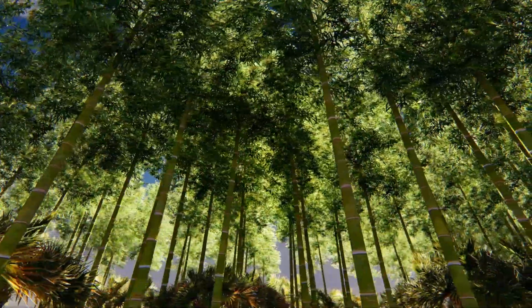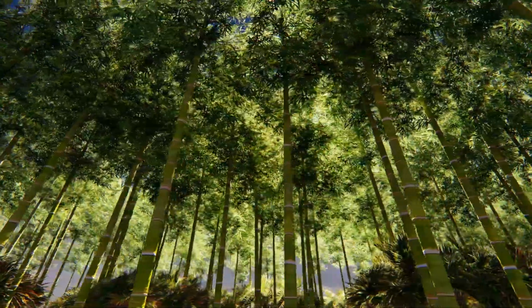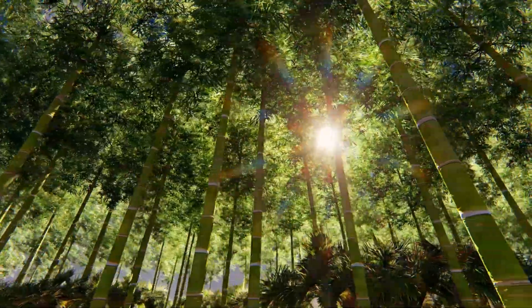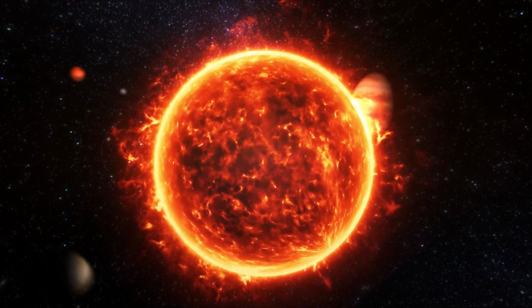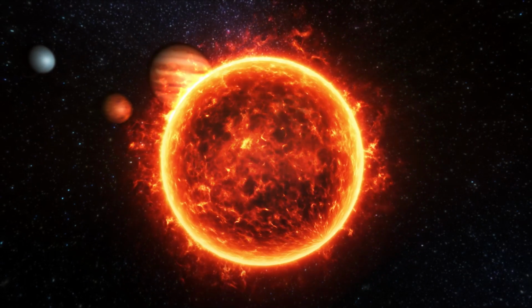Solar storms, which occur when magnetic energy in the Sun's atmosphere is suddenly released, can produce intense bursts of radiation and charged particles that can pose significant risks to both technology and human health.